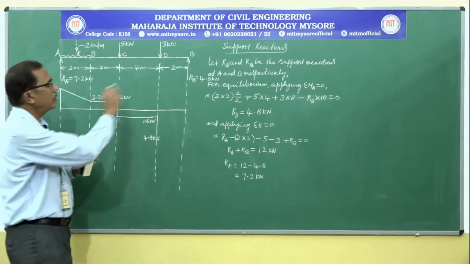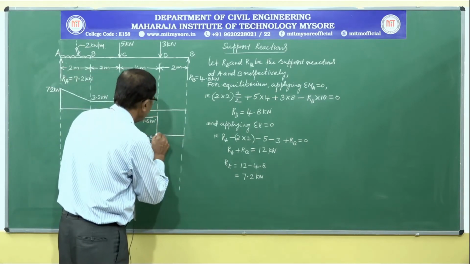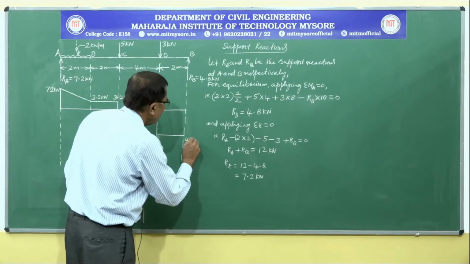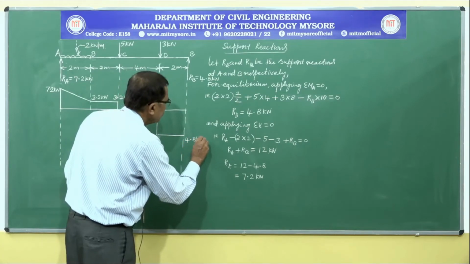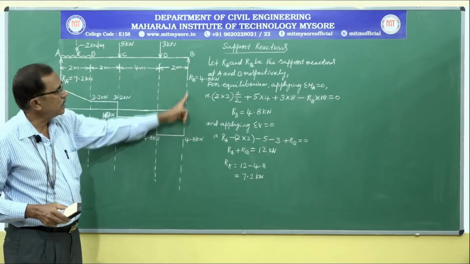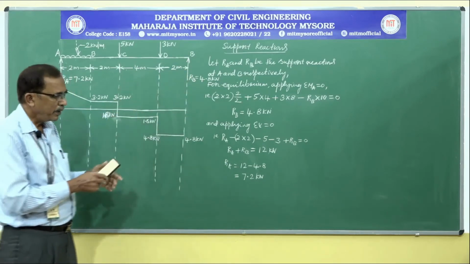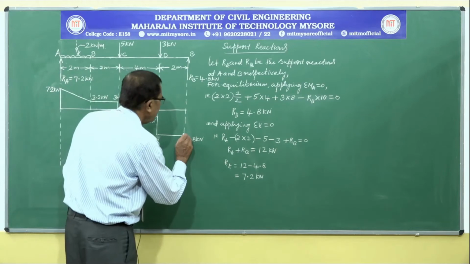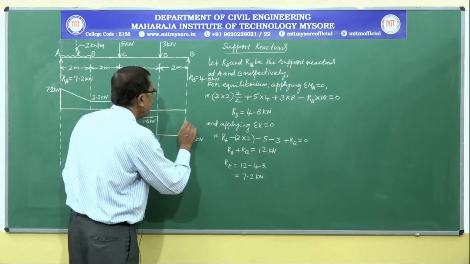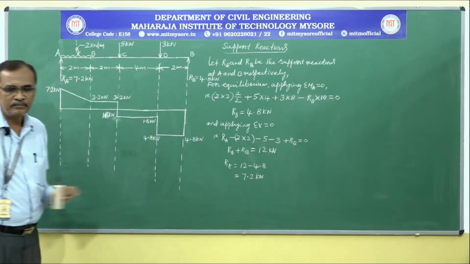Between D and B, no load, it is a horizontal line. Here also it is 4.8 kilonewton. At point B, there is an upward load of 4.8 kilonewton. Go up by 4.8 kilonewton vertically. It is a point load, which means the variation of the shear force diagram is a vertical line. Join with the reference line.